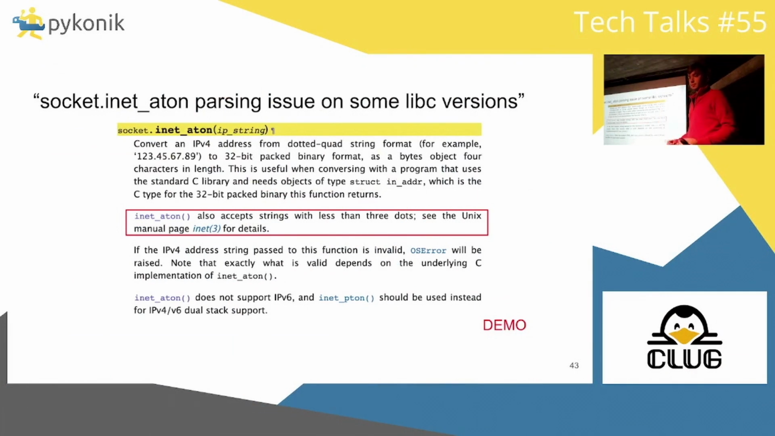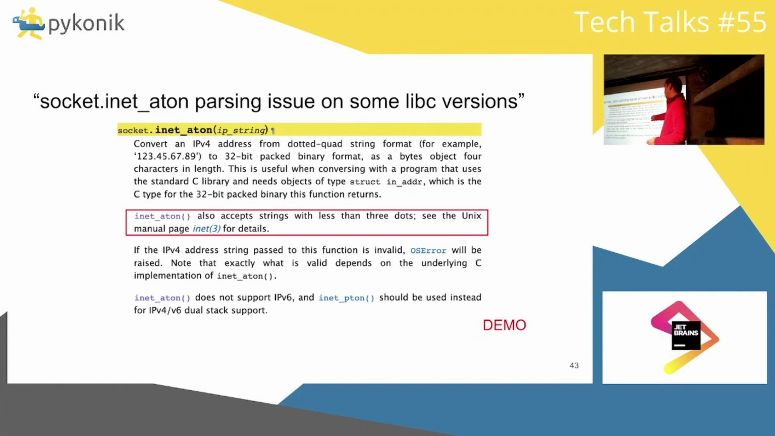Actually, just check the next paragraph just below the red rectangle, and it says that if the string is invalid, you will have an OS error. Yeah, exactly. But there is this note that exactly what is valid depends on the underlying C implementation. And so if you use glibc, you have this bug. If you use musl libc or libc from Clang, you would not have this bug. So have they fixed it in glibc? No, not yet. It's been reported for many years.